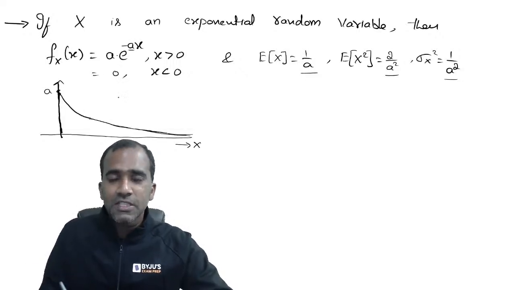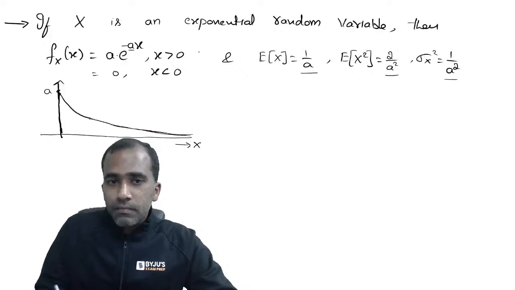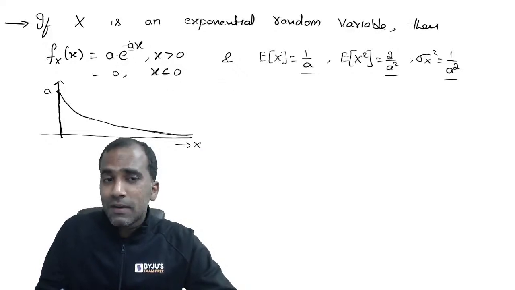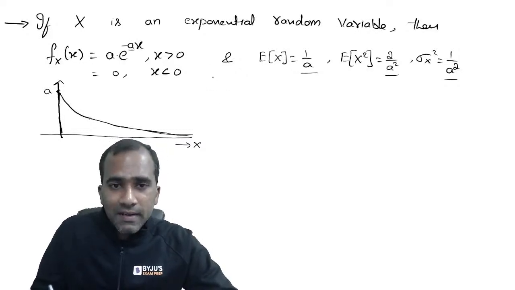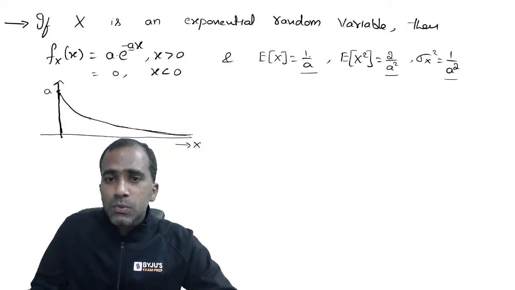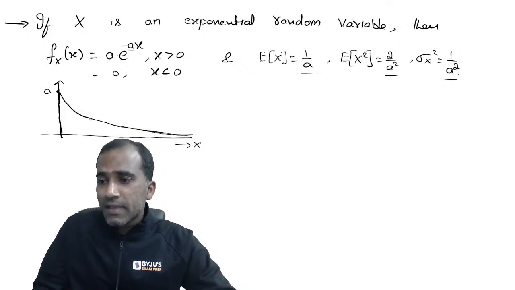Since this is a revision session, I'm going a little quickly. I'm not finding the area, and I'm not showing what happens if the values are different. I'm quickly revising things. So the mean is 1 by a, the mean square value is 2 by a square, and the variance is 1 by a square.